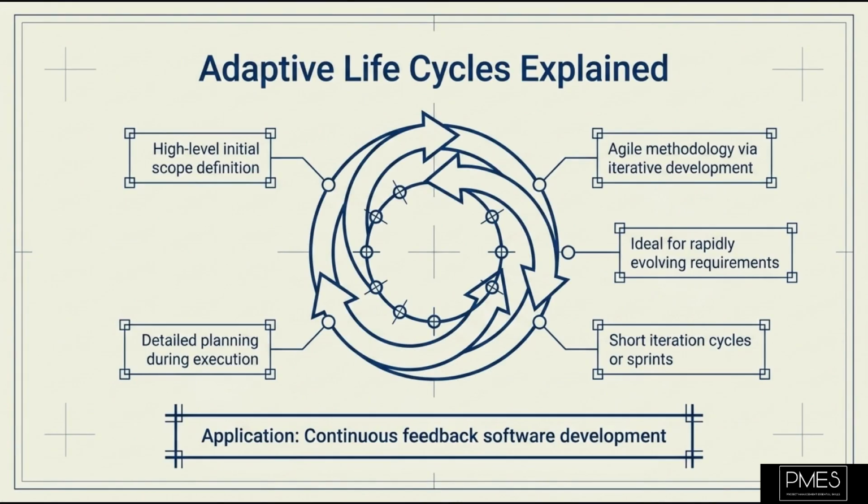Next, we have adaptive life cycles, which are commonly associated with Agile approaches. In an adaptive life cycle, the project scope is defined at a high level early on, but detailed planning and requirements gathering occur iteratively as the project progresses. This allows for flexibility and continuous adjustment. Adaptive life cycles are ideal for projects with high uncertainty, evolving requirements, or when delivering value quickly and frequently is a priority. Think of developing a new software application, where user feedback is vital throughout the process. Work is done in short cycles, called iterations or sprints, with frequent reviews.